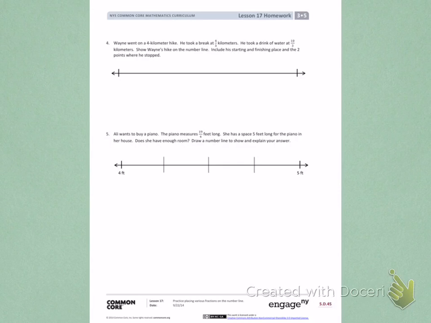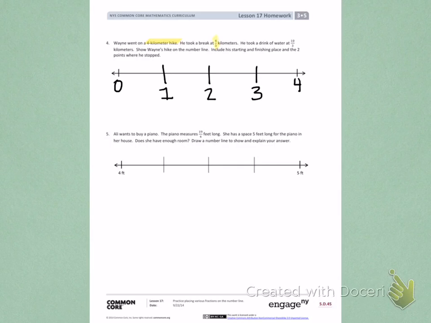It tells me in my word problem that he hiked for 4 kilometers. So on my number line, I need to mark that he started at 0 and he finished when he got to 4. I'm missing whole numbers between those, which are 1, 2, and 3. So I'm going to start by marking 1, 2, and 3.